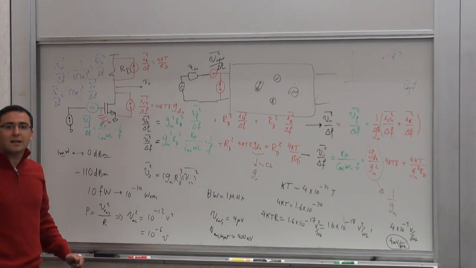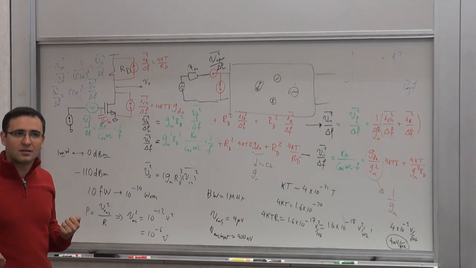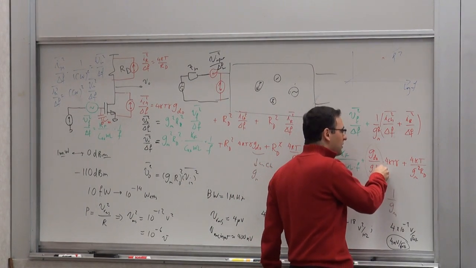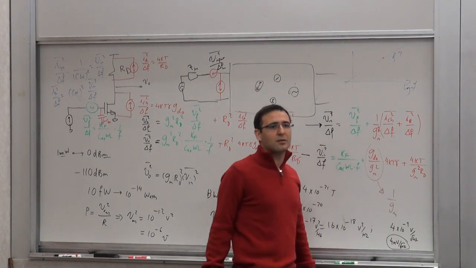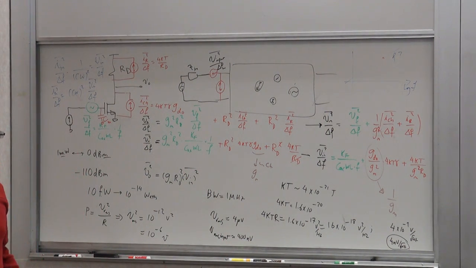Now, why are they correlated? Because they are both due to the same physical sources. They are due to these three physical sources: the filter noise, the channel thermal noise, and the thermal noise of the resistor. They're due to the same thing, and in this case, they are related through some sort of a constant. Essentially. Yes.